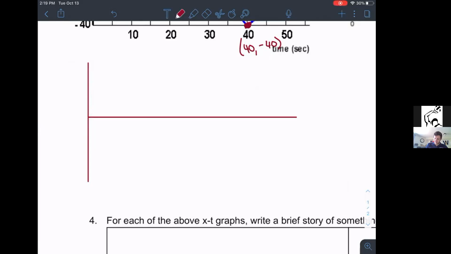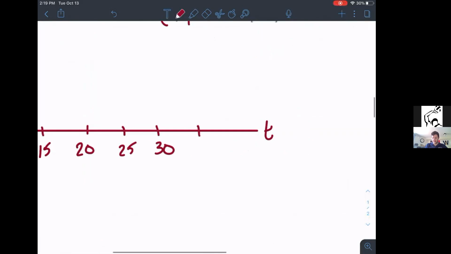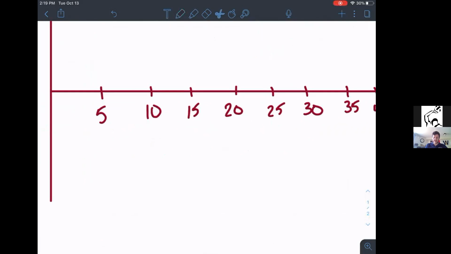for velocity versus time. So time always goes on our x-axis, and we're going to put velocity on our y-axis. The time, we are just going to rewrite our time values right here. So 5, 10, 15, 20, 25, 30, 35, 40. And apparently I didn't space them out correctly, so we're going to have to move them.